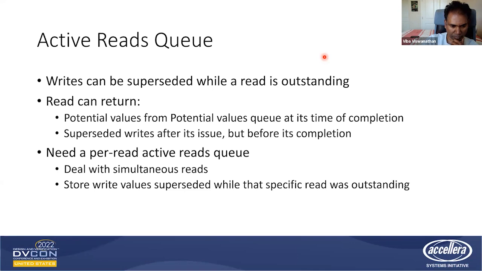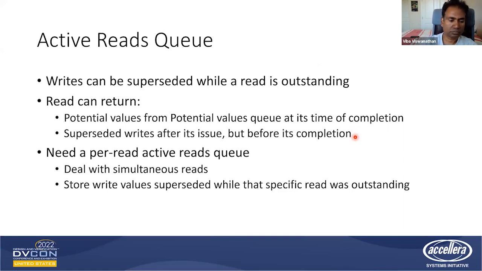If we think about this carefully, we will realize that each read can return potential values from the potential values queue at its time of completion, or any writes superseded in the time interval between its issue and its completion. Said another way, each read can return values in the potential values queue at its time of issue and any outstanding write values between its issue and its completion.